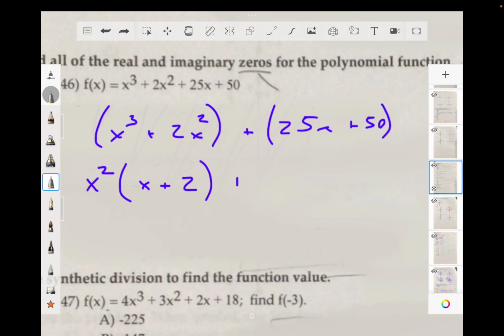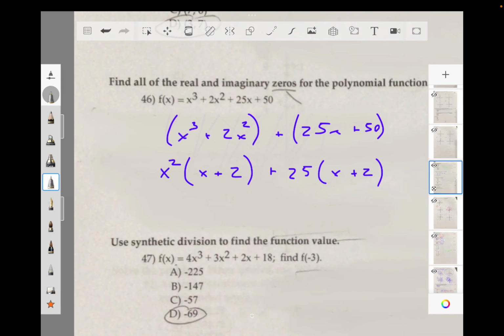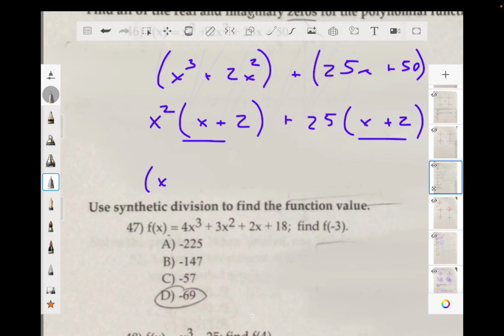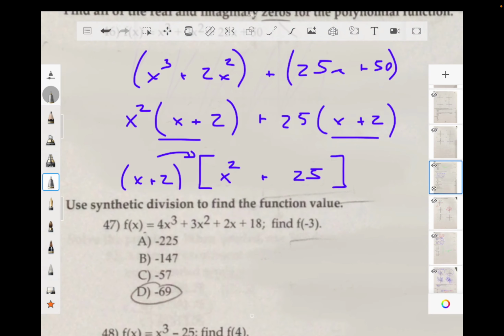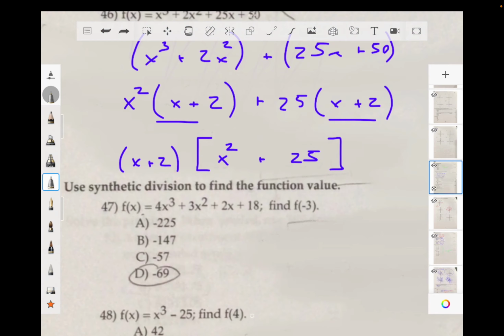And then plus, I could factor out a 25 from both of these. So that becomes 25 times x plus 2. And then we have x plus 2 here, x plus 2 here, so we could factor them both out. So you get x plus 2 times x squared plus 25. Right? Because if I distribute this x plus 2, it becomes the same thing as the top. So we have one factor here. Now we can factor this one a lot easier.